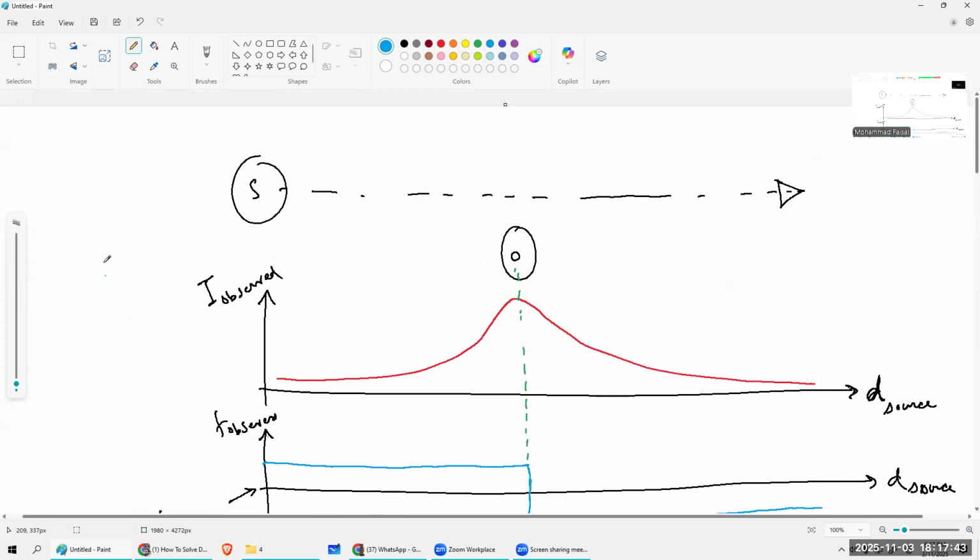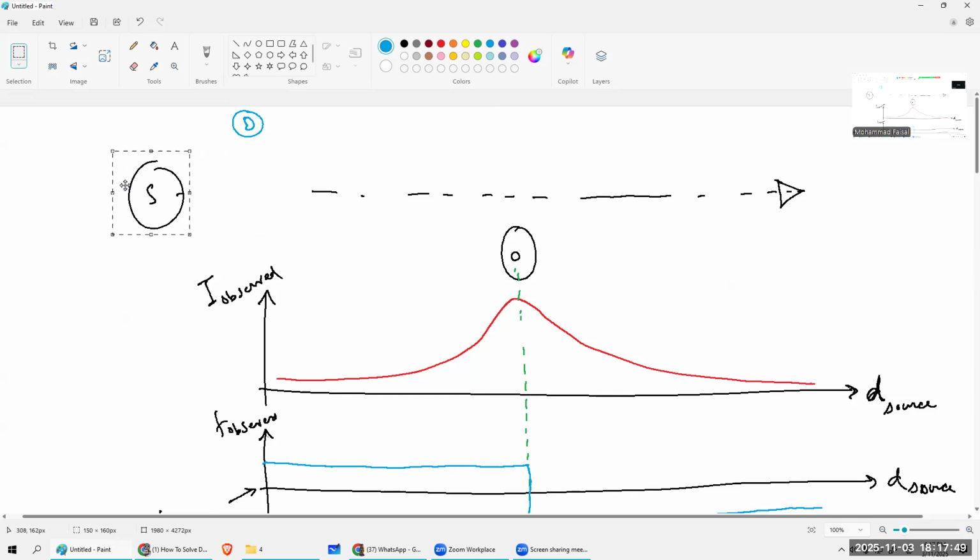Recall, if this is the source and here we have the observer, as long as the source is moving with respect to the observer, that gives you Doppler effect. That movement can happen over here as well. That movement can happen pretty close by as well. But as long as the distance is becoming minimum, that's when the approach finishes.